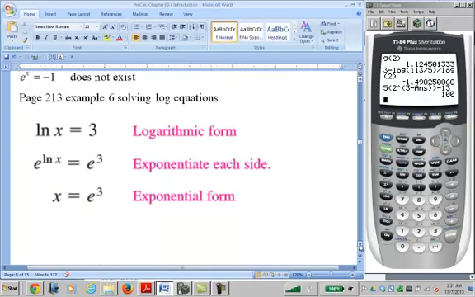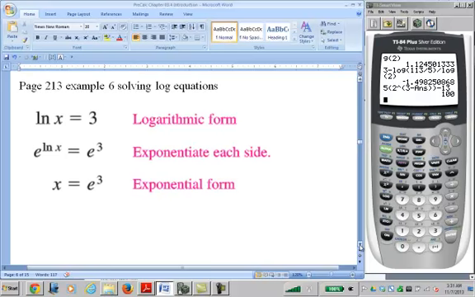All right. Now, 213, solving log equations. They talk about exponentiating each side. So you have ln of x equals 3. Now we've got equations with logs in them, and we turn both sides of the equation into the same base, which is convenient for the inverse property.